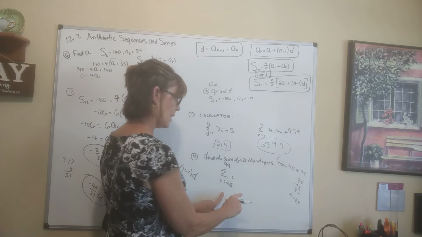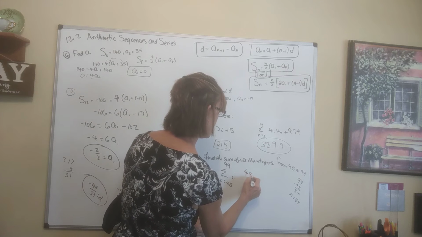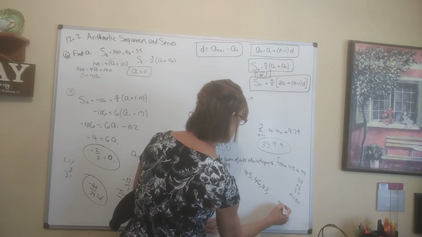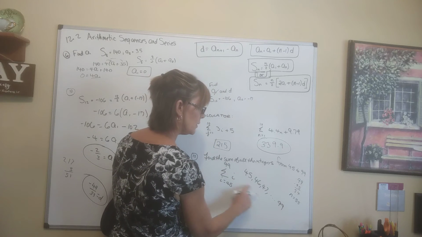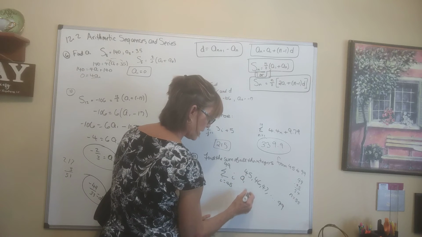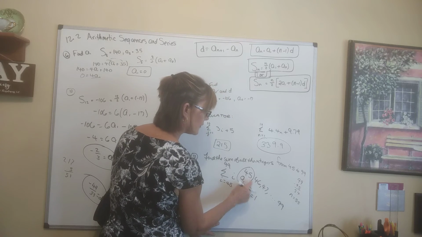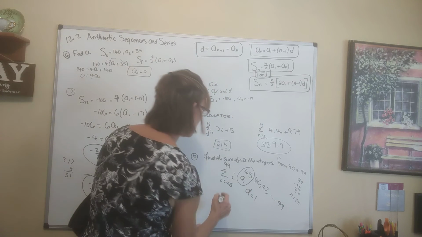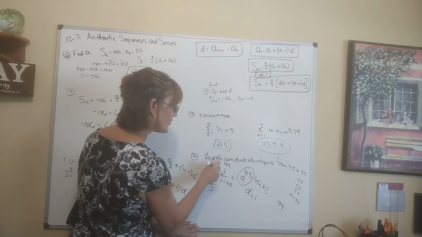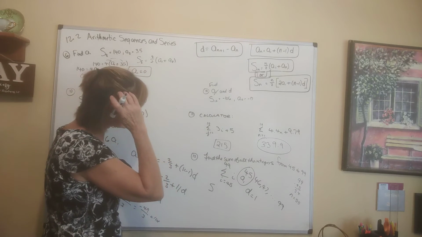We could say, what is the sum if we have 45, 46, 47 to 99? How could we do this? All right. A sub 1 is 45, right? d is 1. 46 minus 45 is 1. So I could easily find S sub, oh, I have to figure out how many terms there are. That's the only tricky part. So, that's not too bad.